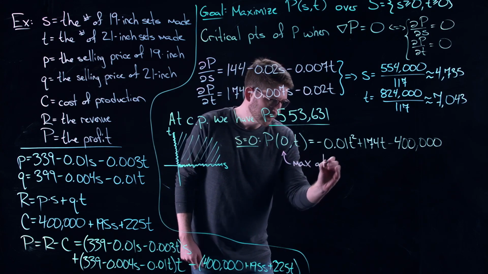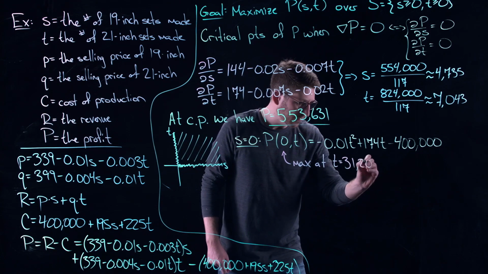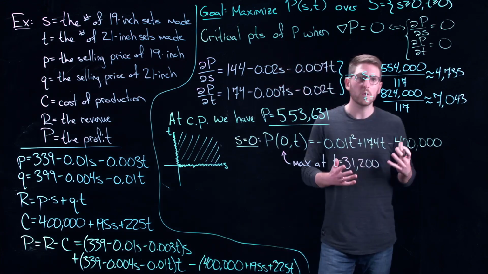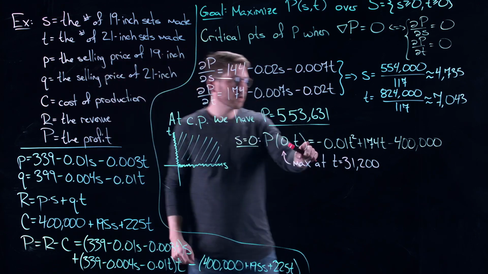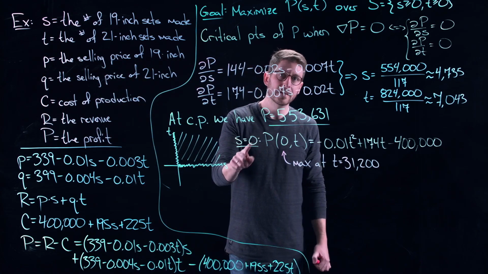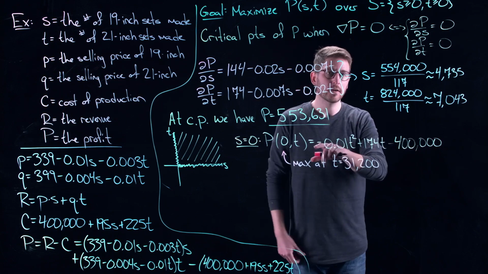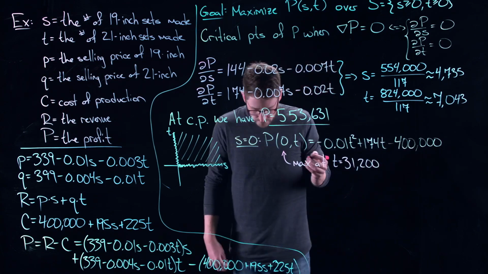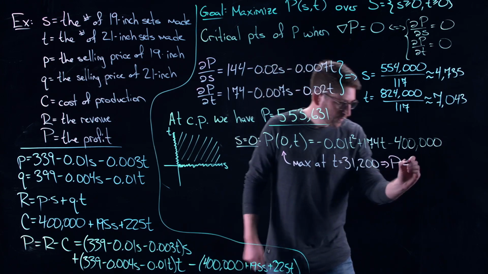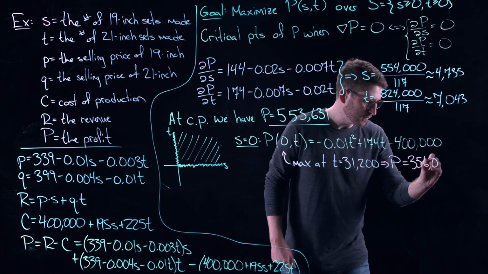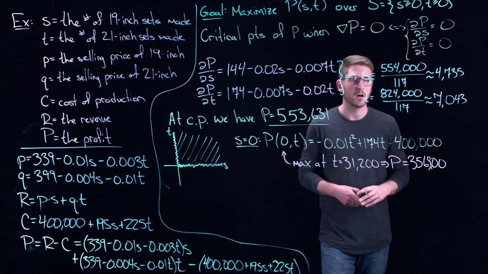So in this case, this thing has a max at t equal to 31,200. Okay, so you want to make 31,000 of the 21-inch TVs in order to maximize profit whenever you're not selling any of the 19-inch TVs. Okay, so how did I get that? Take the derivative, set it equal to 0. But in this case, this gives a profit of $900. Again, rounded to the nearest dollar.